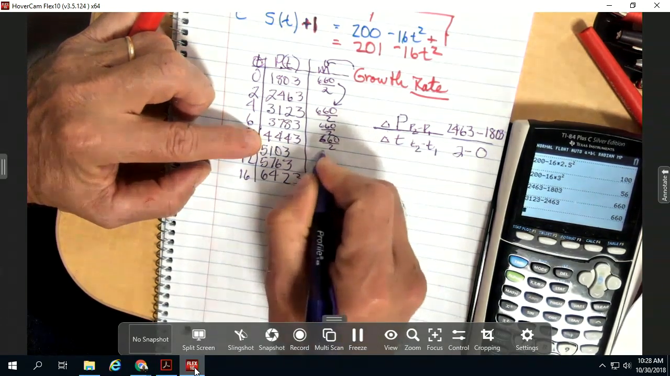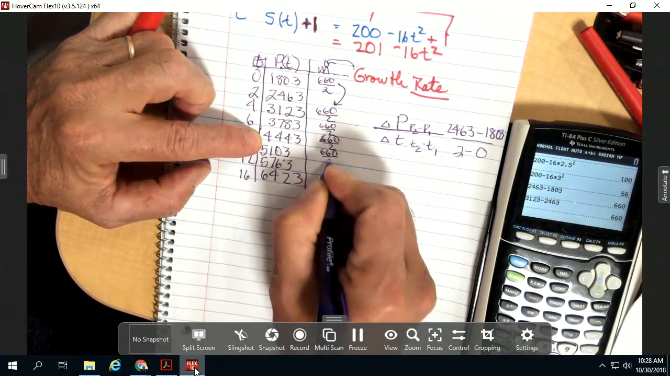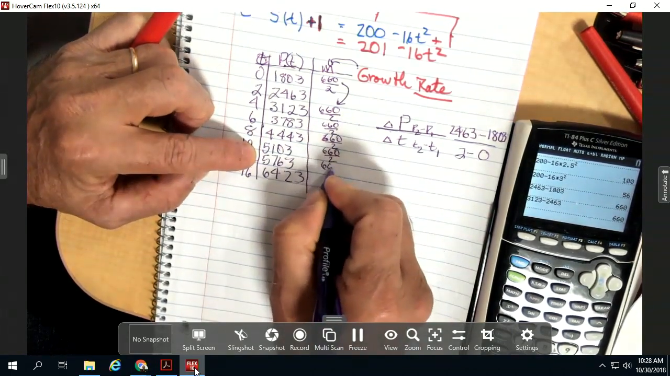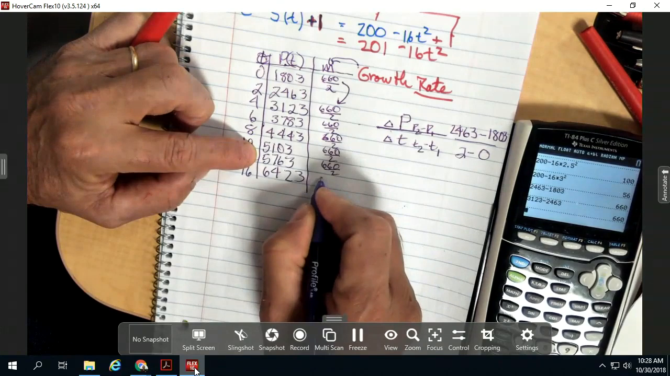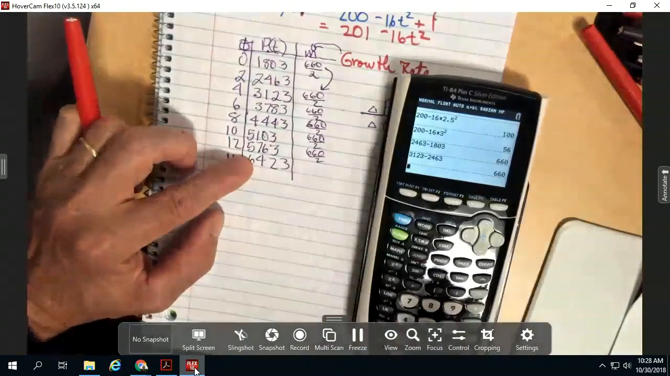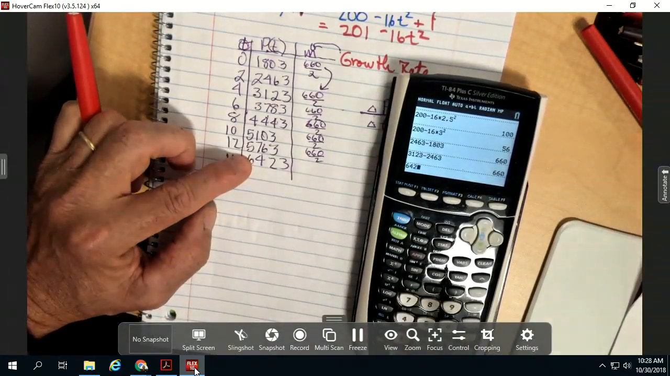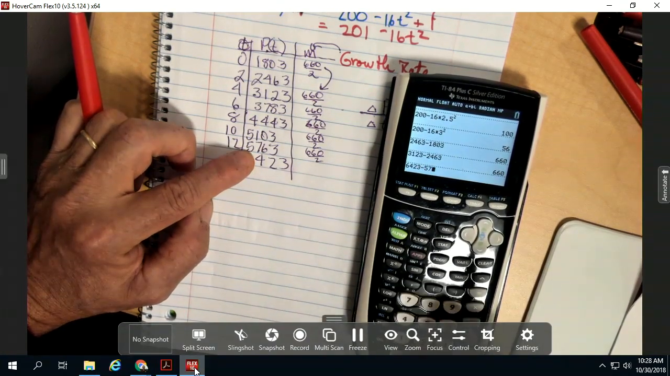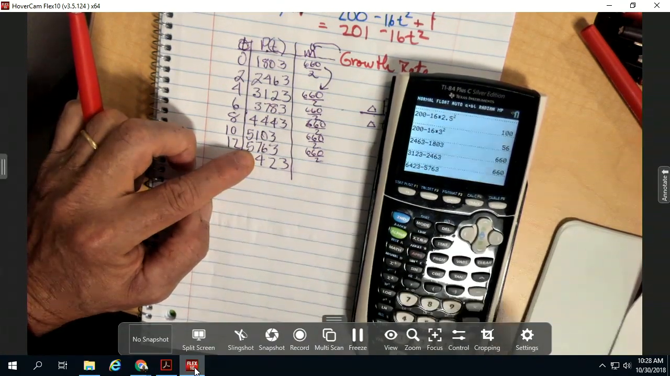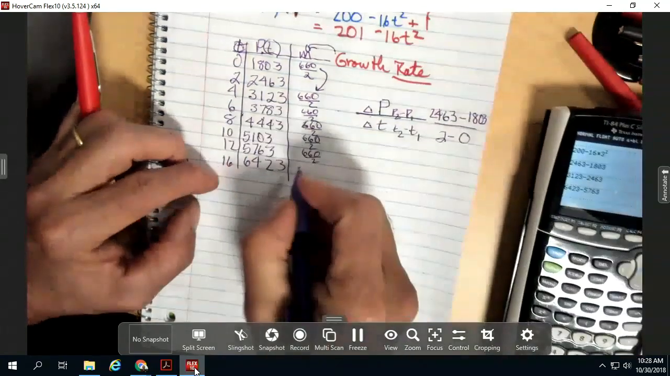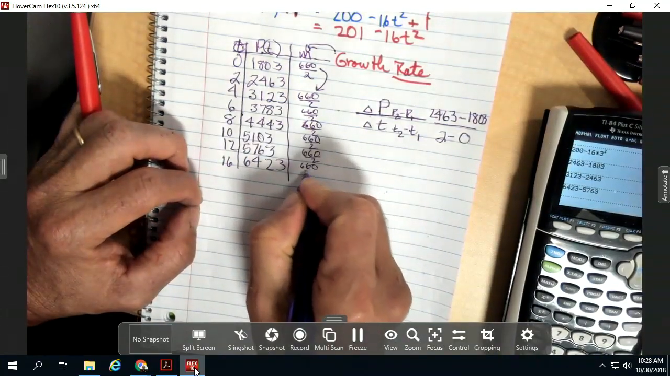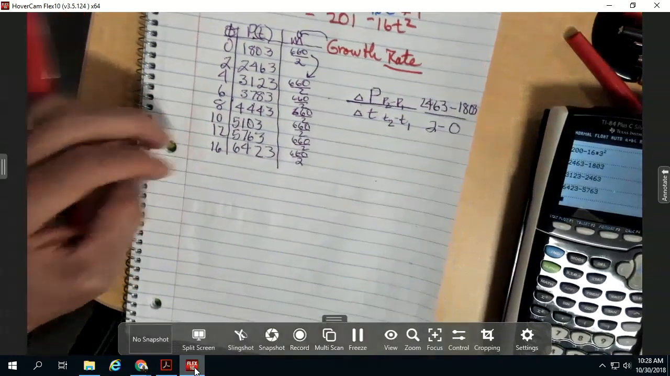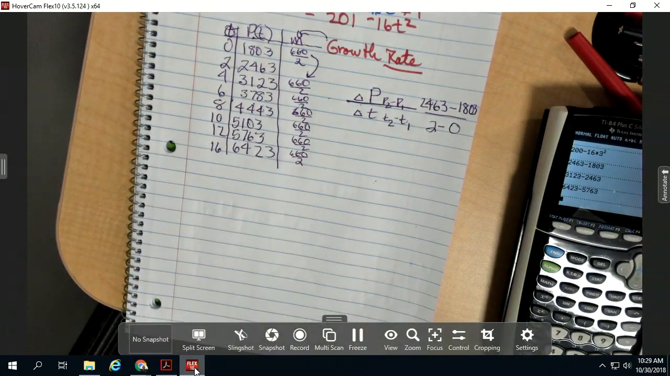660 in 2 years. Let's do the last one just to make sure. 6423 minus 5763 is 660 in 2 years.